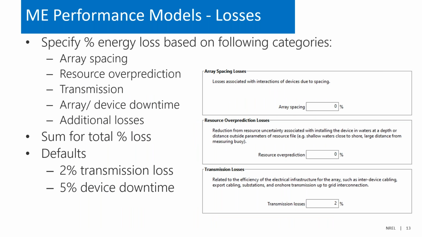Next, once you define your overall array, you define your percentage losses over the full year. This is done by putting in a single percentage value for different categories, such as array spacing, resource overprediction, and transmission, defining the annual losses due to these factors over the full year and summing them for a total loss. And again, our defaults for both the wave and tidal model are 2% transmission loss over the full year and 5% device downtime. And these come from, again, the reference model project that I mentioned earlier.